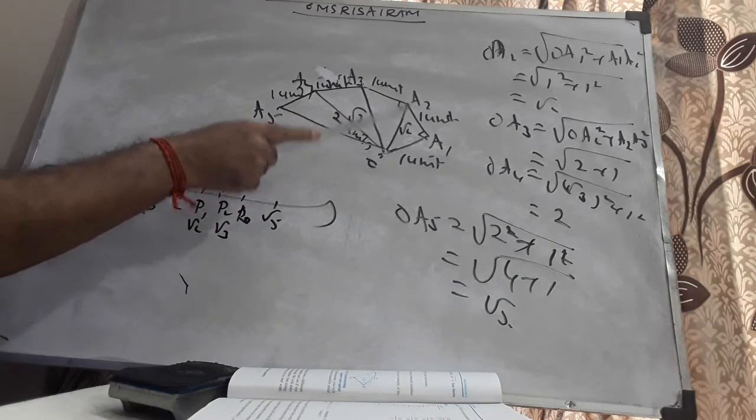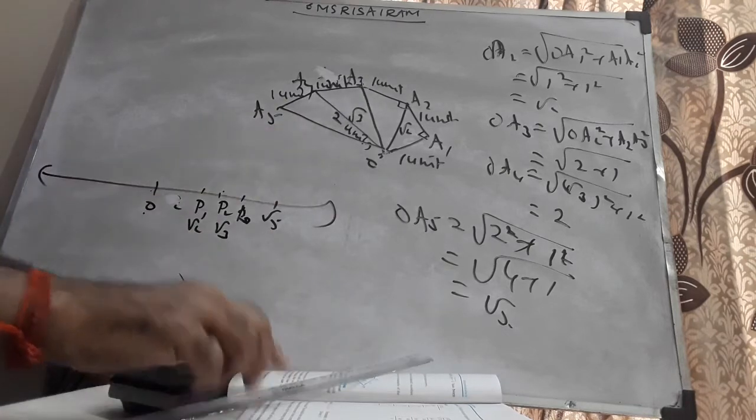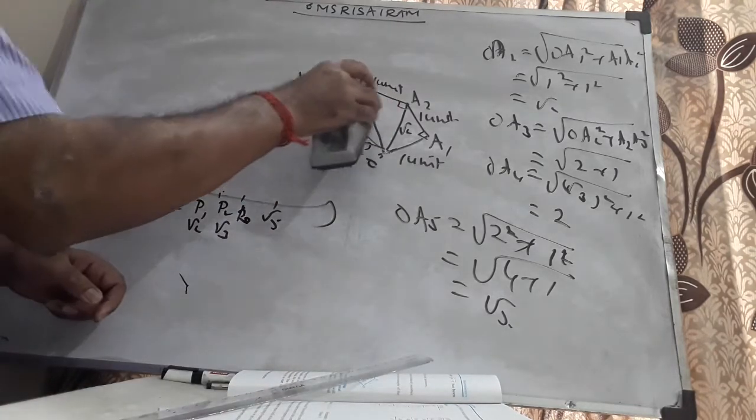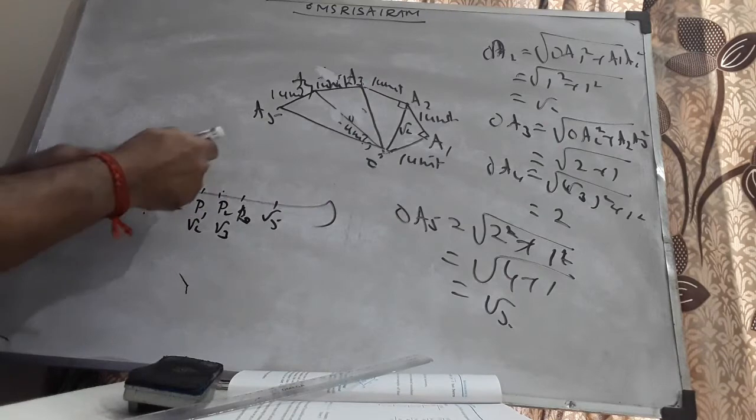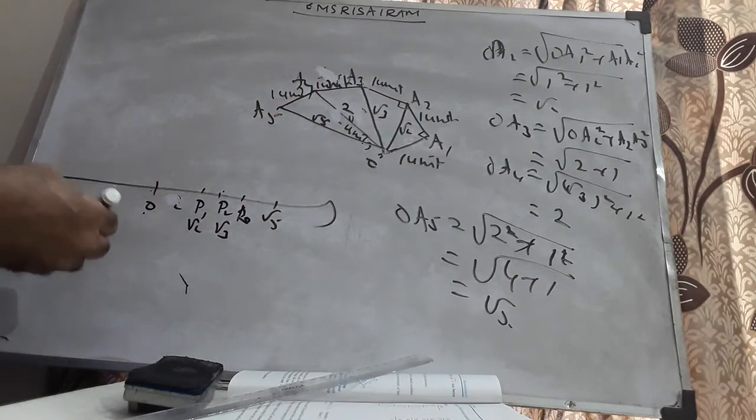Root of root 2 whole square plus 1 square. This will be root 3. Okay, this length is root 3. Don't get confused, please. Let me mark towards the left everything. This is my root 3, this is my root 5, and so on.